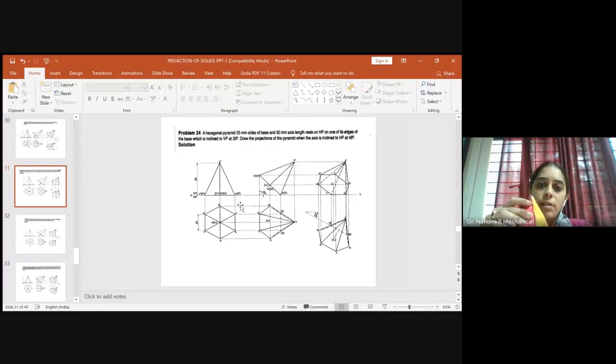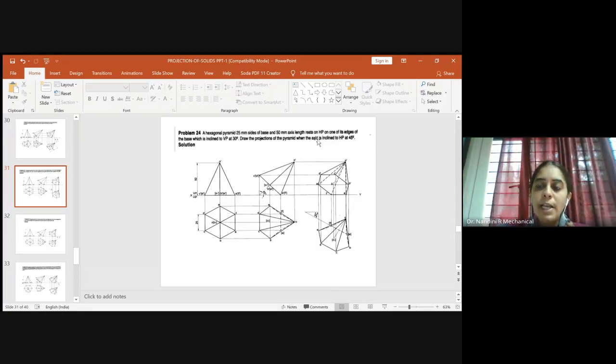Fine. So this is the hexagonal pyramid, where it is told the side is equal to 25 mm. So all the sides of the base will be equal to 25 mm. And it is told that the axis height is 50 mm. So you know that even in a pyramid, similar to a prism, you will have the top center and the bottom center. The axis, the center line which is passing through our given hexagonal pyramid here, is about 50 mm. So this is the given data about the hexagonal pyramid.